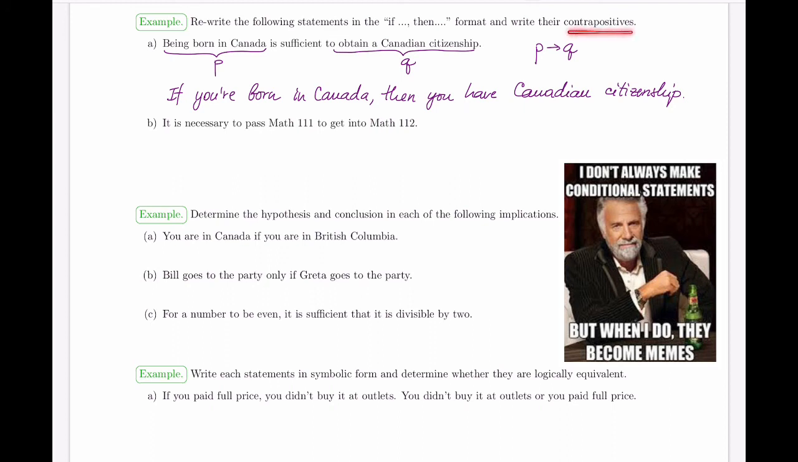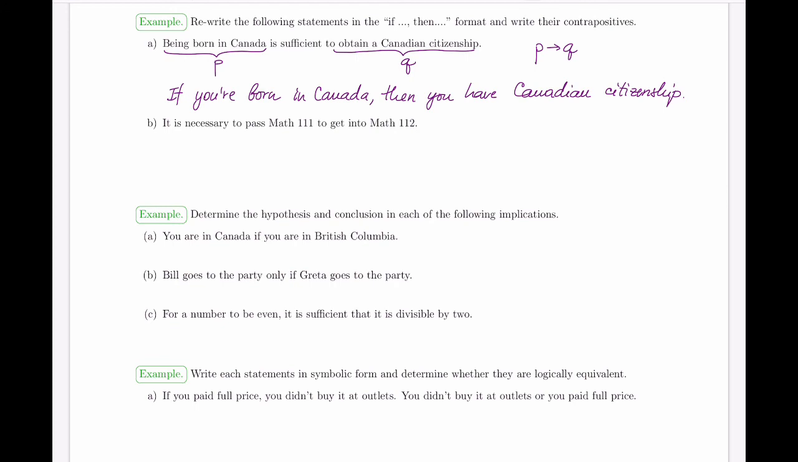Now, the contrapositive to the statement, remember, we have to flip the order and also negate both of them. If you do not have a Canadian citizenship, you were not born in Canada.